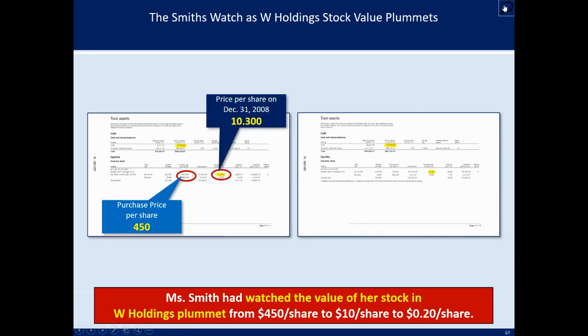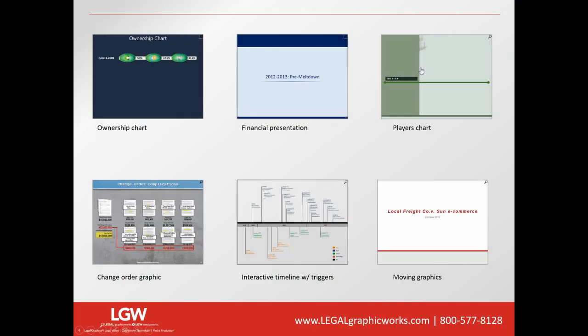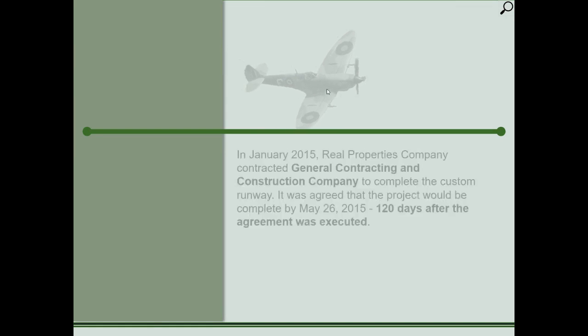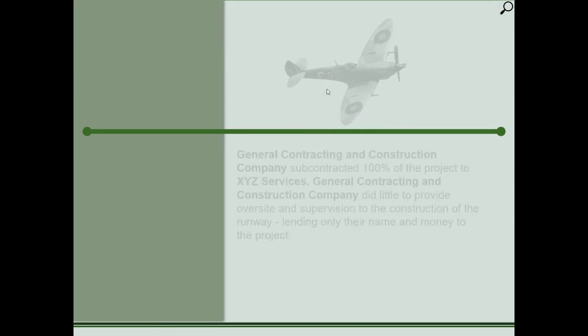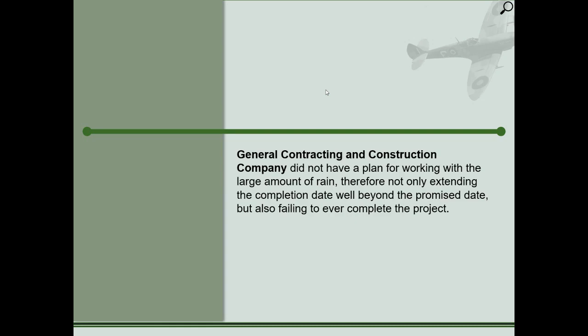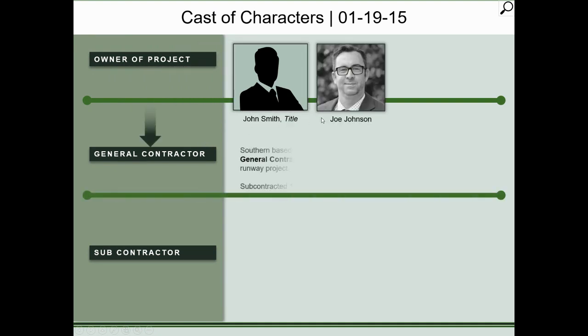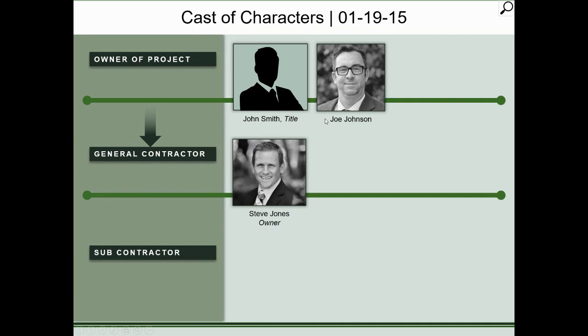So I'm also going to walk you through this player's chart, similar to the ownership chart, but it's great for a situation if you want to show who the people involved in the case were and what role they played. It can also be used in employment litigation cases: who worked for what company, what role they had, how they may have changed roles, all of that good stuff.